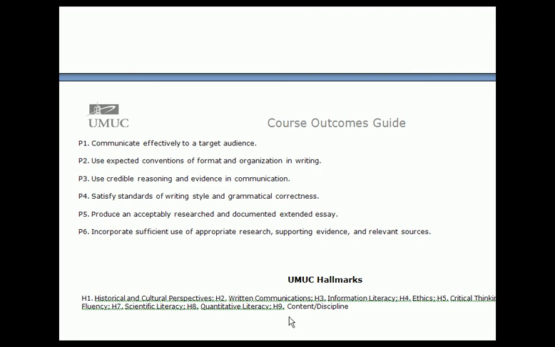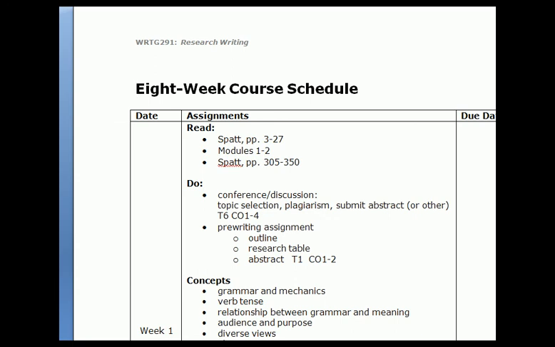By the way, at the end of this document are the program outcomes for the writing courses at UMUC in general, not just the academic writing courses, but the professional writing courses and courses in communication studies. Those P1 through 6 are the program outcome guides. These are outcomes to which Writing 291 and other courses are mapped to. Finally, we have the 8-week course schedule.